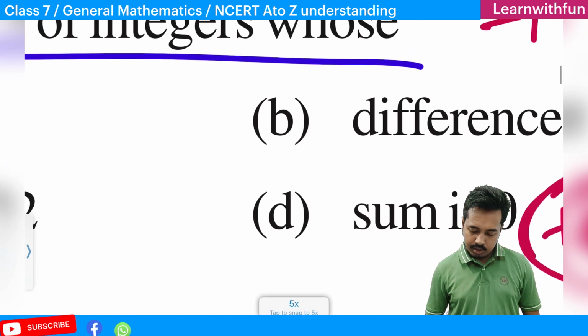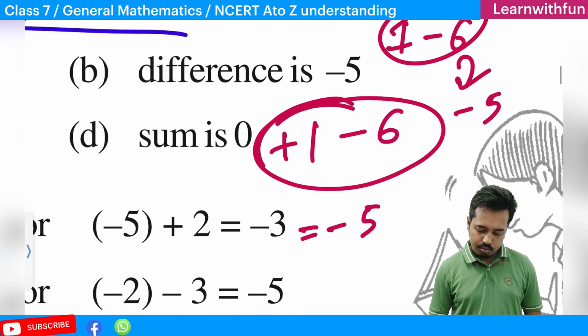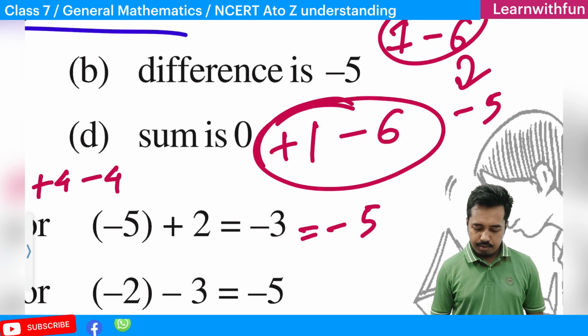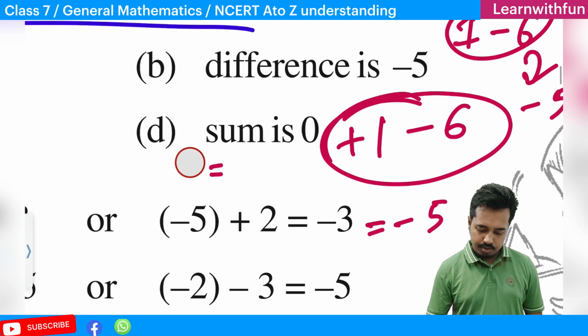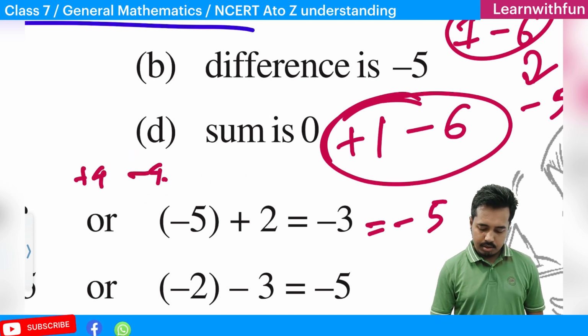The sum is 0. Okay, in the D case the sum should be 0. So how can you take two numbers so that their sum is 0? It is very simple. You will have to take a number and the negative of the number. Plus 4 and minus 4. This will give you 0. So the first number is plus 4 and the second number is minus 4, and their sum is 0.